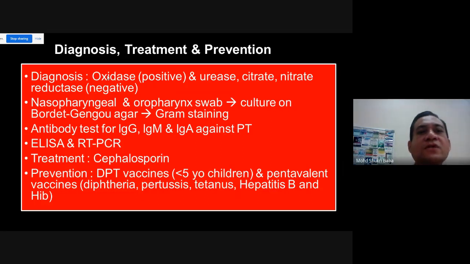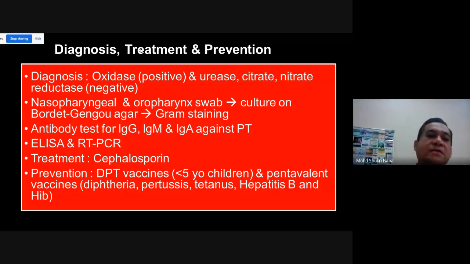Okay, diagnosis, you will get oxidase positive, urease, citrate, nitrate reductase adalah negatif. Nasopharyngeal and oropharynx swab, it can be cultured pada jenis agar yang special, kita panggil Bordet-Gengou agar, okay, dan bila you culture it and you do gram staining, of course dia adalah gram negative. Okay, antibody test for IgG, IgM, IgA terhadap pertussis toxin. You also can test by ELISA and real-time PCR. Treatment, cephalosporin, okay, prevention macam tadi.